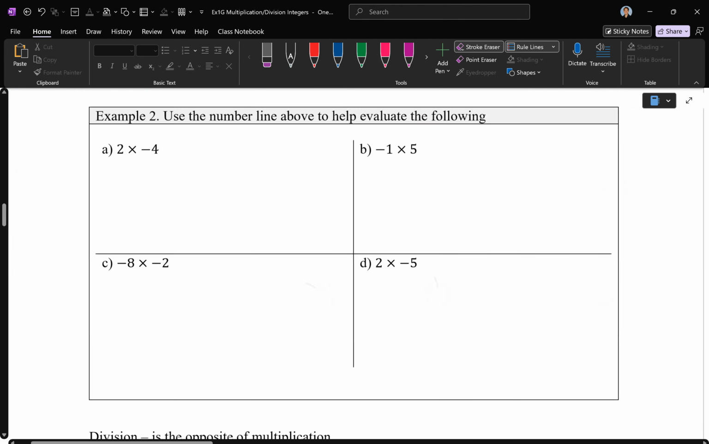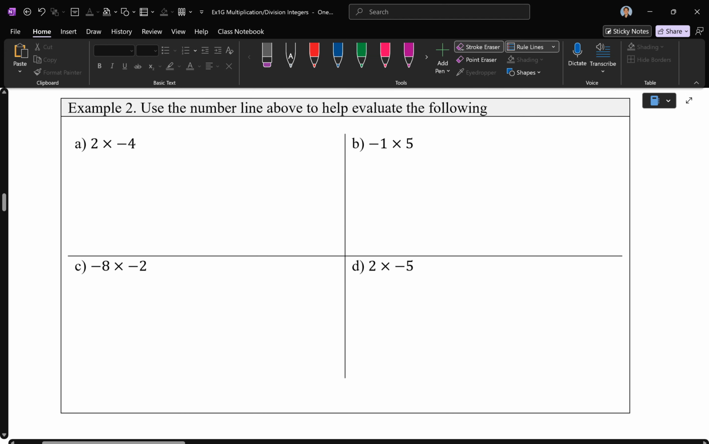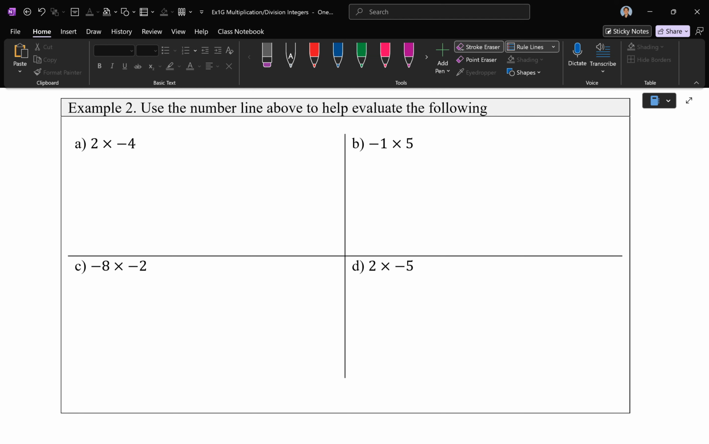Here we go. Turn over to the next page. So this is the next page. These are the kind of questions you're going to get. So you've got your chart. When the signs are the same, double positive is positive. Double negative is positive. And if the signs are different, then it's negative.